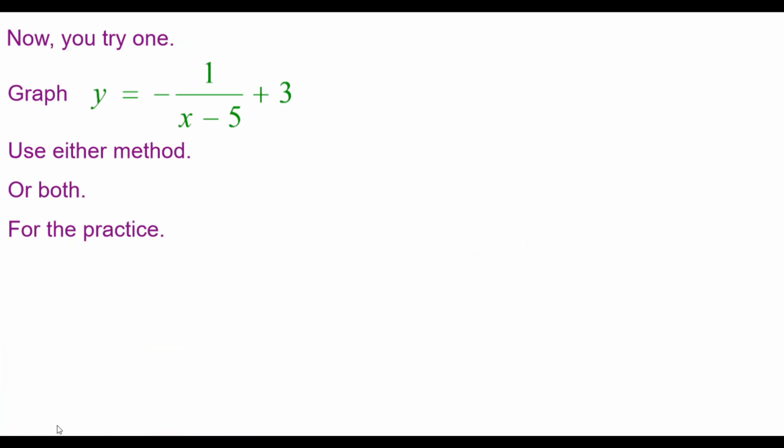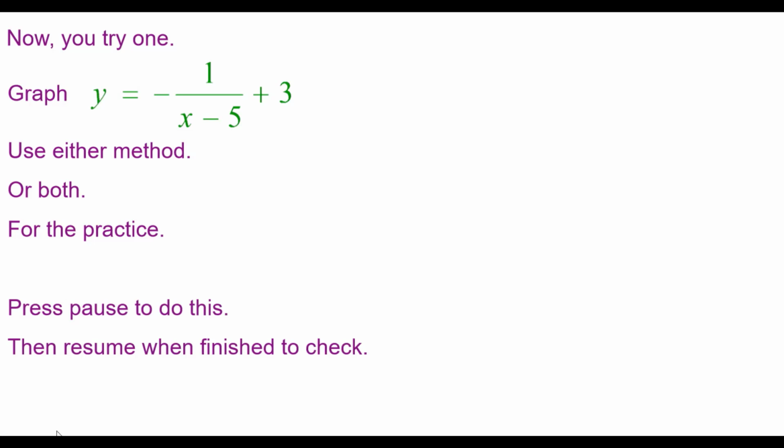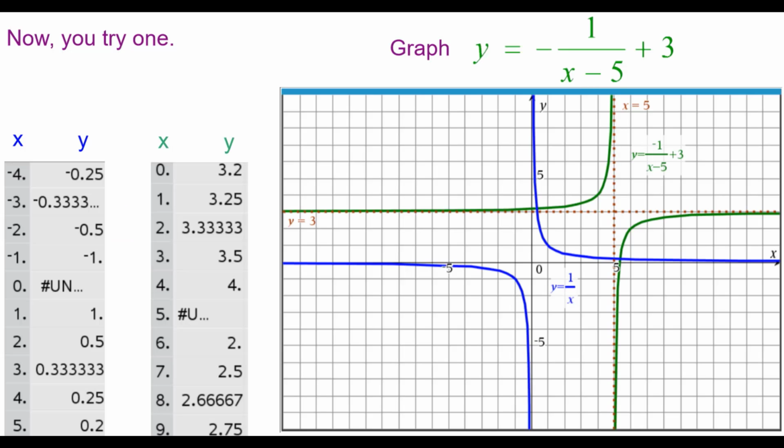Now you try one. Graph y equals the opposite of 1 over the quantity x minus 5, plus 3. Use either method or both for the practice. Press pause to do this and resume when you're finished to check your answer. Here's your answer in green, and I show the table so that you can see how your points match up.